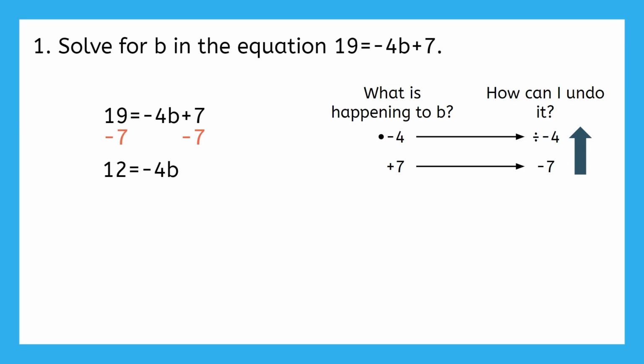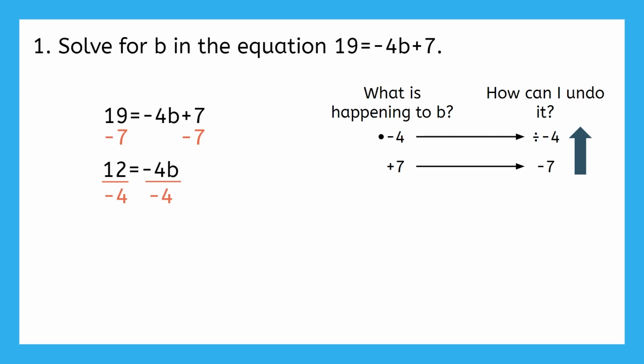Now, the only thing still happening to b is it's being multiplied by that negative 4. Pause the video here and try to finish solving this on your own. We can undo multiplying by negative 4 by dividing both sides of the equation by negative 4, since they're inverses.